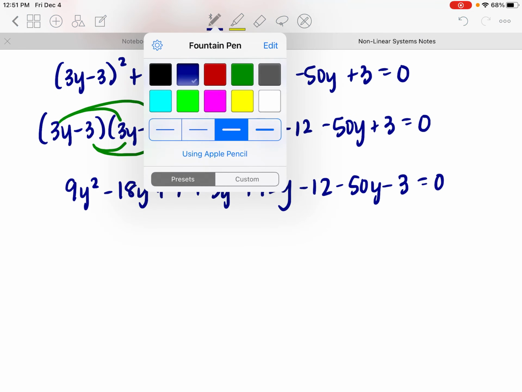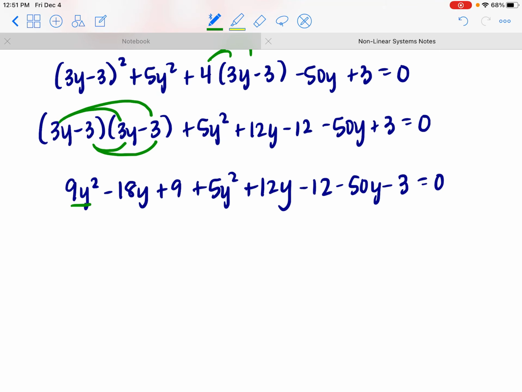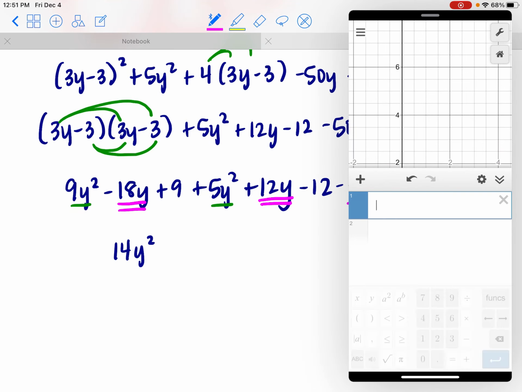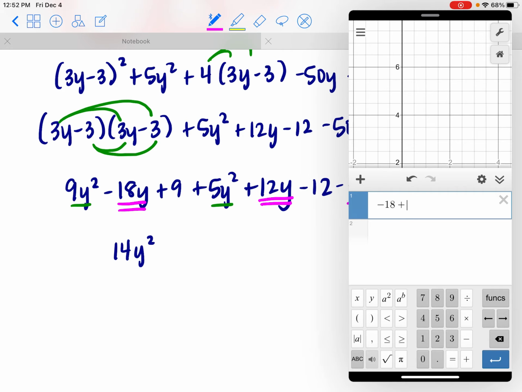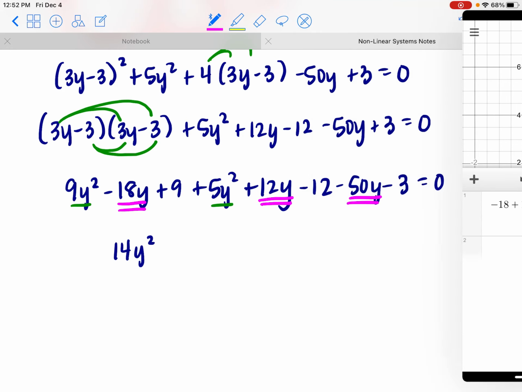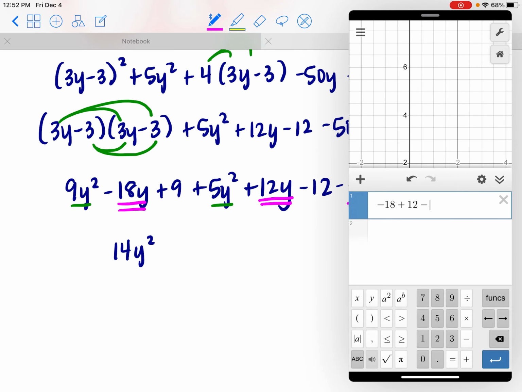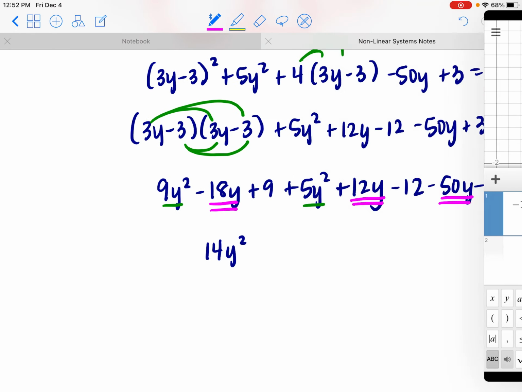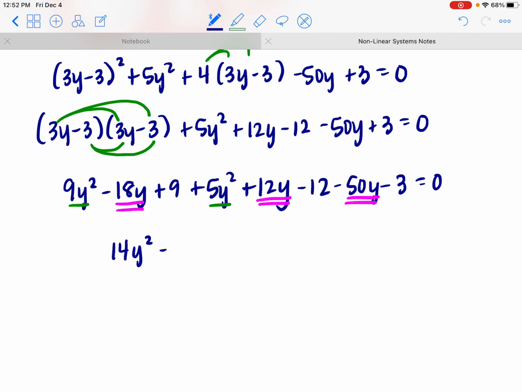Okay, so we've got a 9y squared and a 5y squared, which is going to give me 14y squared. And then, let's see, I've got 18y's here and 12y's here. So all those y's, negative 18 and 12 and negative 50, and I just don't want to screw anything up. So negative 18, positive 12, and what was the last one? Negative 50. And that's going to be negative 56. So a negative 56y, and then what do we got left here?